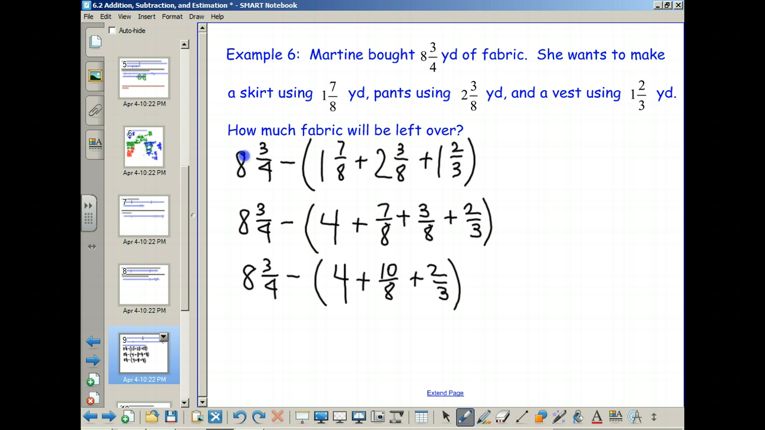Again, we're faced with a couple of choices. What could we do with 10 eighths? There are 2 different things we could do right now. We could reduce it. What else could we do? We could add it to the 2/3. That's a possibility. I guess there are 3 choices I thought of.